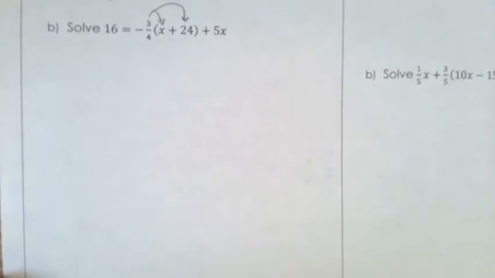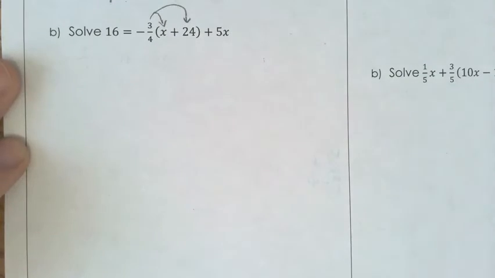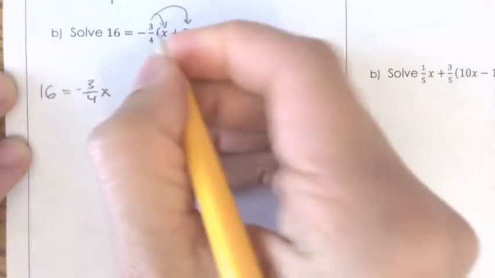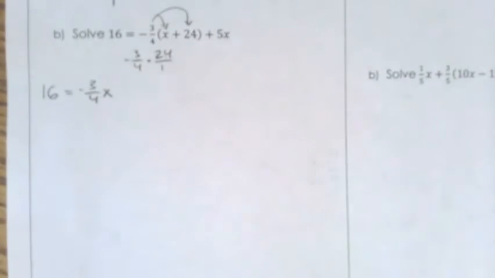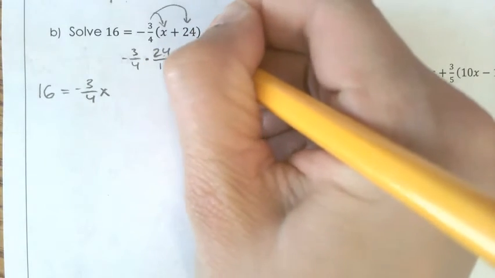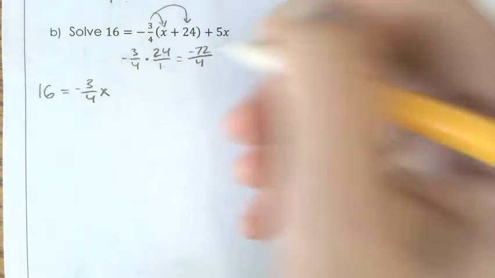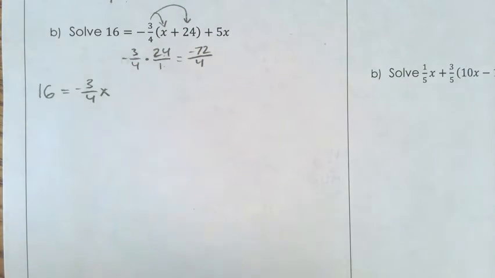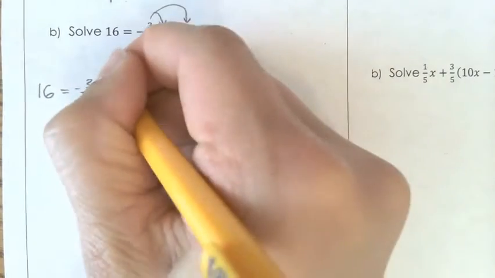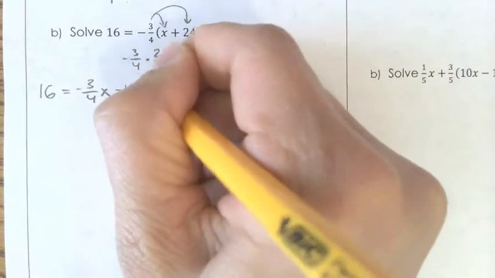So first off, I see that we have the distributive property. We can distribute the negative 3/4. So we now have 16 equals negative 3/4 x plus negative 3/4 multiplied by 24, put the 24 over 1. Think about negative 3 times 24 is going to be negative 72. And then 4 times 1 is 4, and negative 72 divided by 4 would be negative 18. So this negative 3/4 times 24 would be minus 18, and then plus 5x.